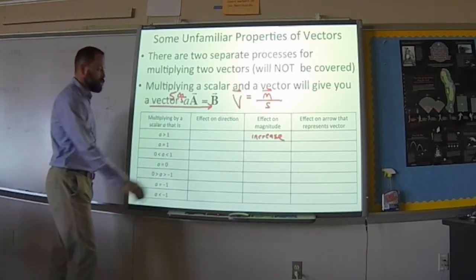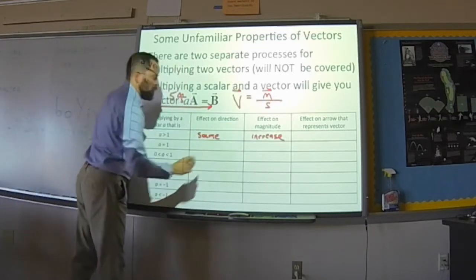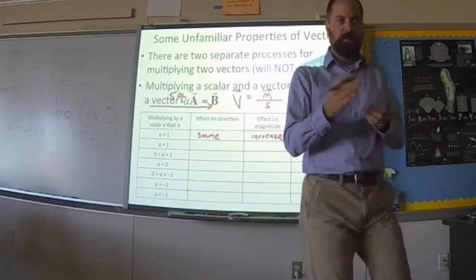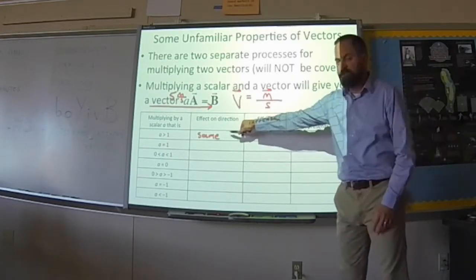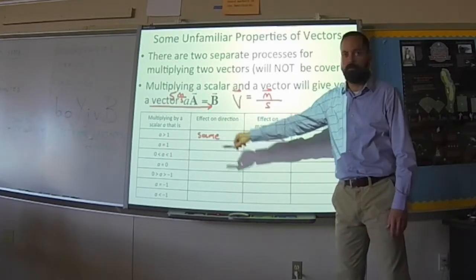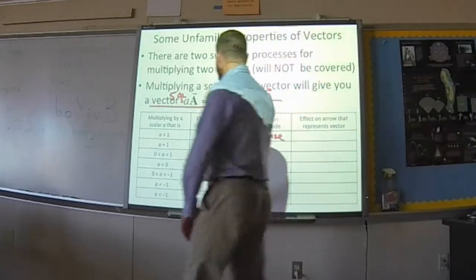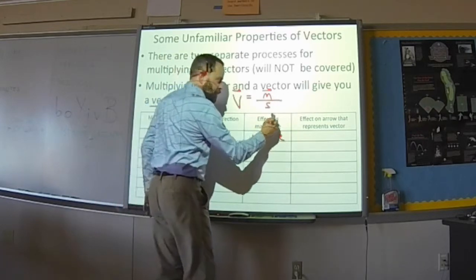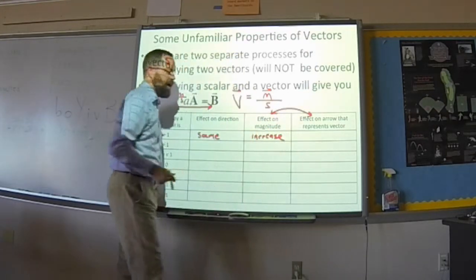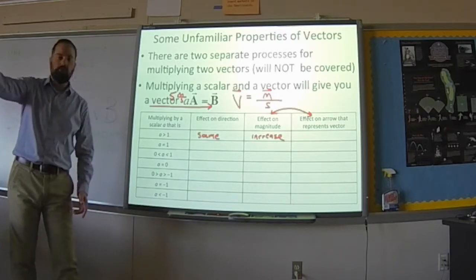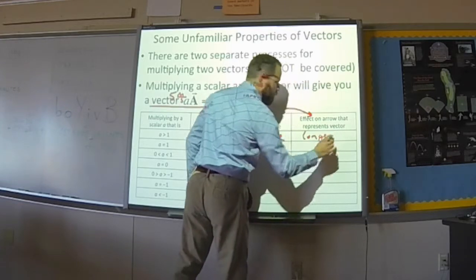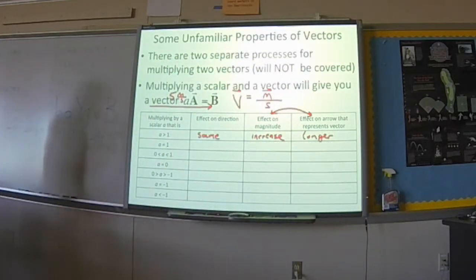The direction will stay the same, because if you multiply this by some sort of scalar quantity, like seconds or some unit of time, does time have direction? No. So it's not going to change the direction. What's going to happen to the actual arrow that represents the vector? And by the way, these two are intrinsically tied to each other. If the magnitude increases, what happens to the arrow, Rachel? You got it. Longer. Longer arrow. So we have a vector, we'll multiply it by something greater than 1.